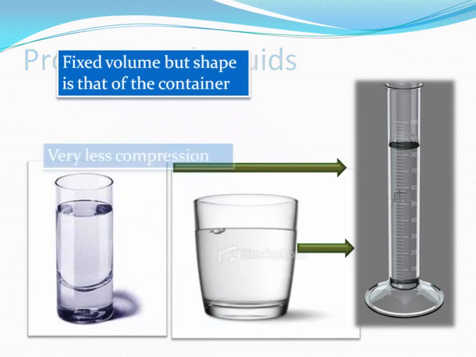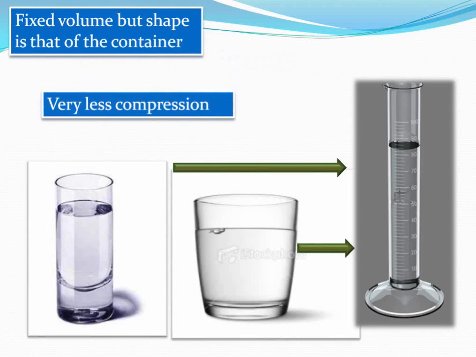The second property of liquids is that there is very less compression in liquids. Now, solids were virtually incompressible. You cannot compress them at all. Liquids can be compressed, but very, very slightly. Not much. So this is the second property of liquids.